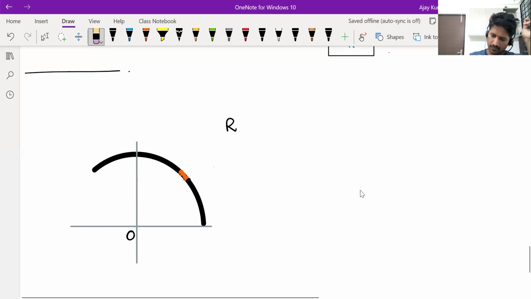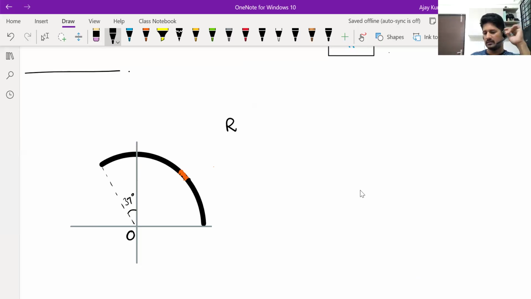It extends only up to maybe 37 degrees on the other side. This side is 90 degrees, that side is only 37 degrees. Derive the position of its center of mass.